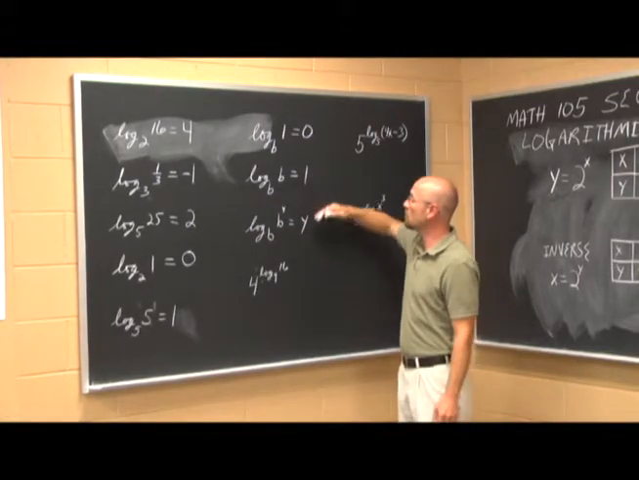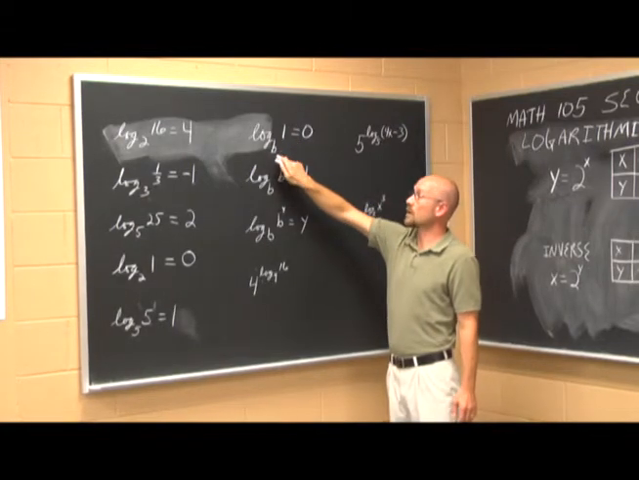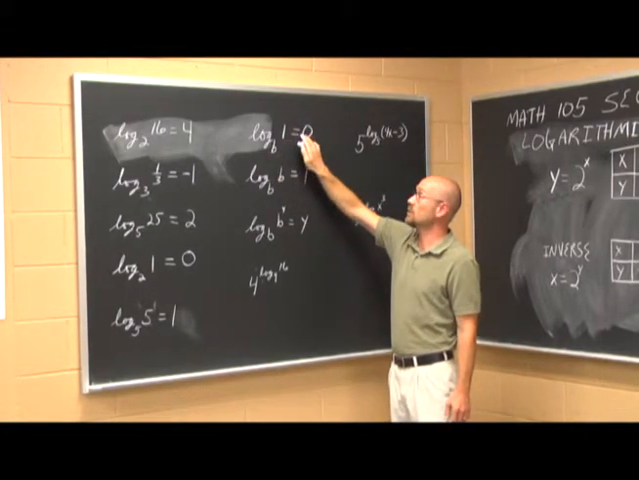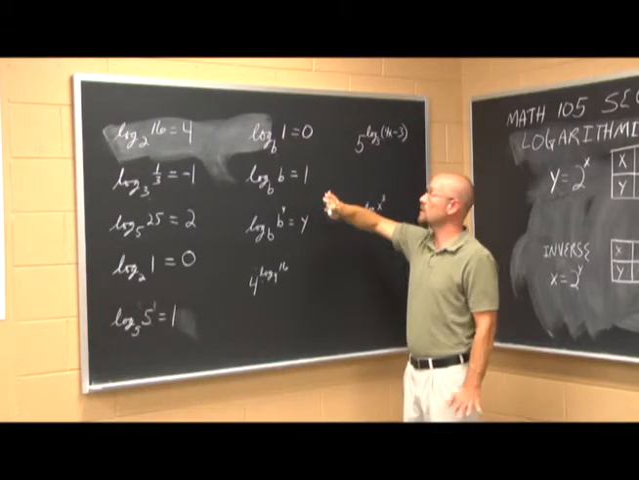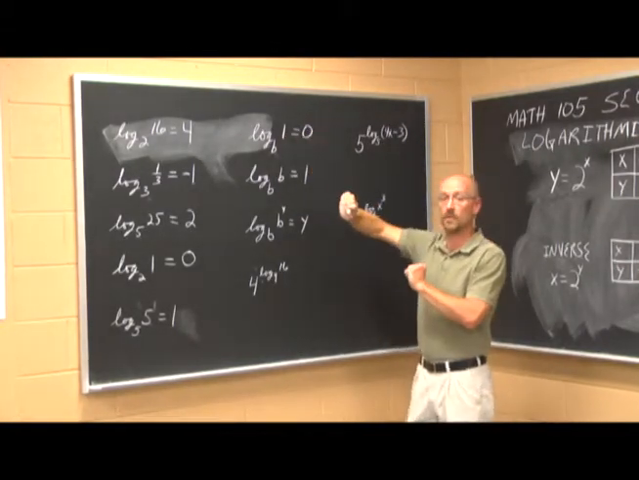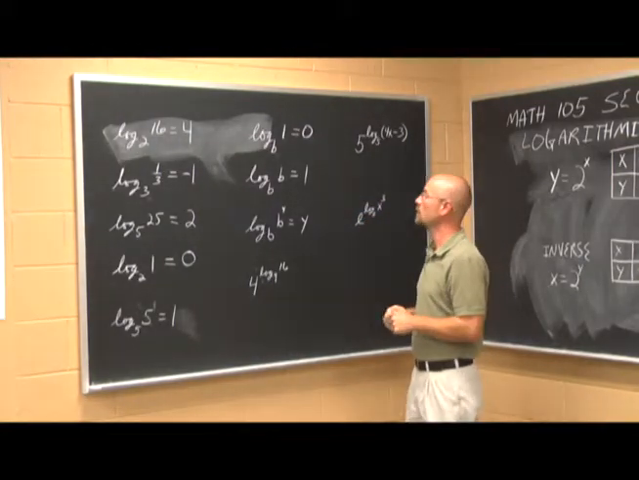So let's look at these three properties here. Log base b of 1. The log, regardless of the base, of 1 equals 0, because anything to the 0 power is 1. So that's kind of a shortcut. If we recognize that property of logarithms, whenever I take the log of 1, it equals 0.